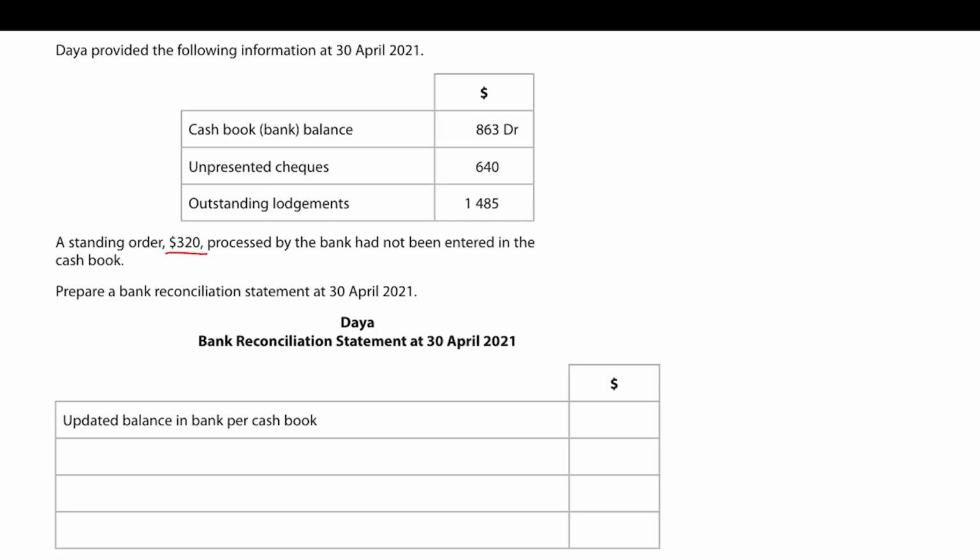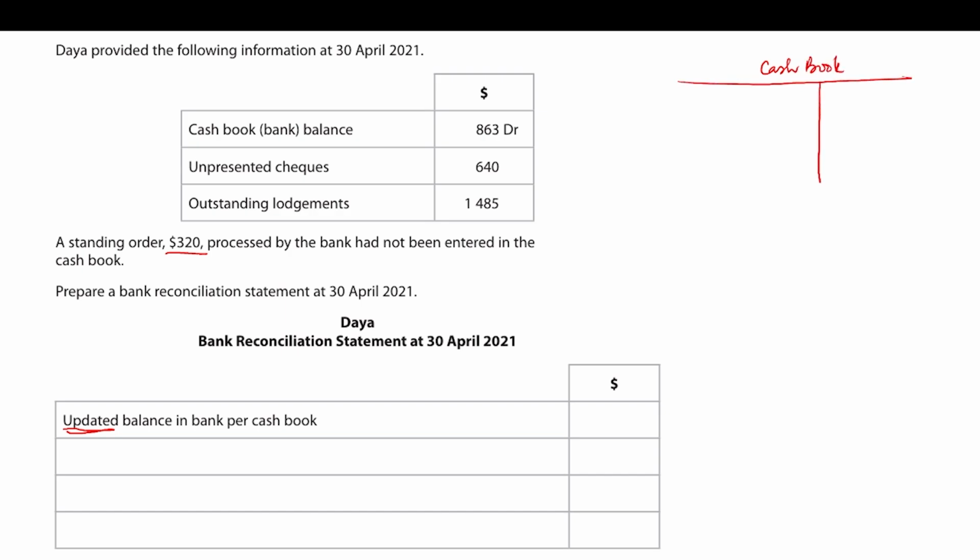So what do we have to do? They have given in the solution that we have to write the updated balance in bank per cash book. That means they have not given us a format to prepare the cash book updated balance. So what we will do is prepare an updated cash book in our working. So we are going to prepare this cash book.